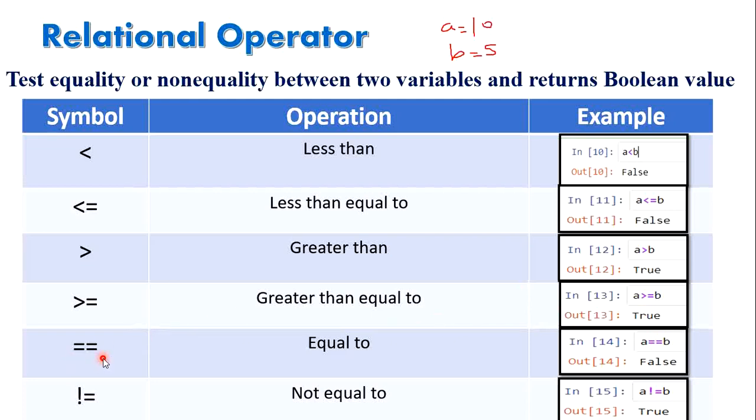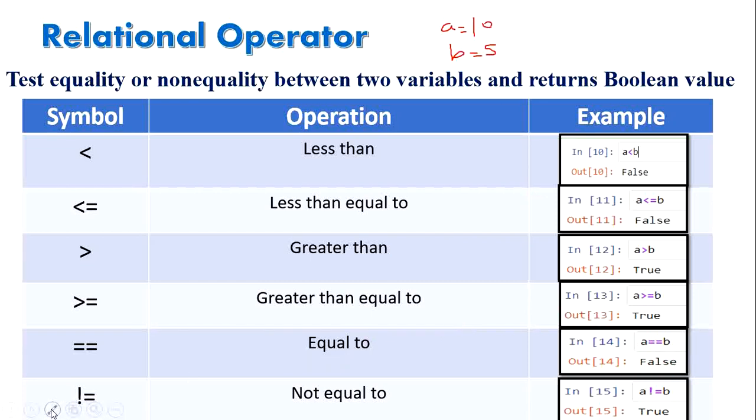And double equals to is also a relational operator, which is different from the assignment operator, because in the assignment operator we have used only single equal to, but in relational operator we have used double equal to, which check the equality of the two variables. That means if we write A double equals to B, that means we are checking that the value of A and the value of B are similar or equal. But here the value of A equals to 10 and value of B equals to 5, which both are different, not equal, so we get the result false.